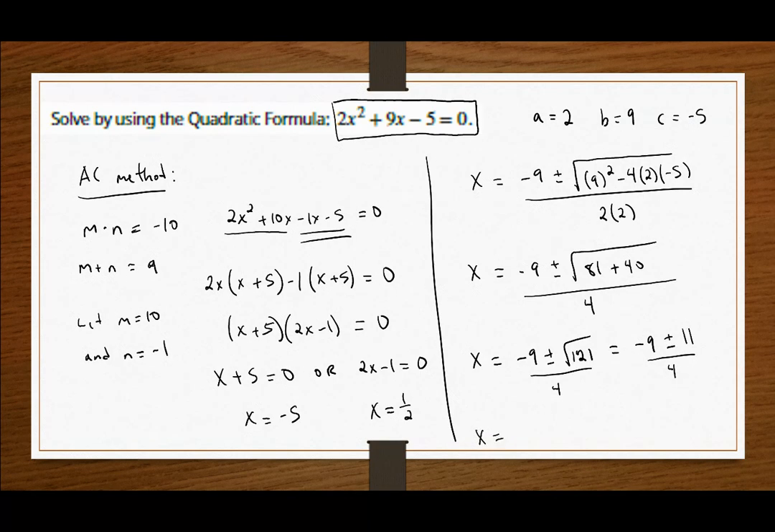Separating our numerators into two pieces, we might say that this is -9 plus 11 over 4 and -9 minus 11 over 4. Each of these expressions will give us our two results that we already know to expect, 1/2 and -5.